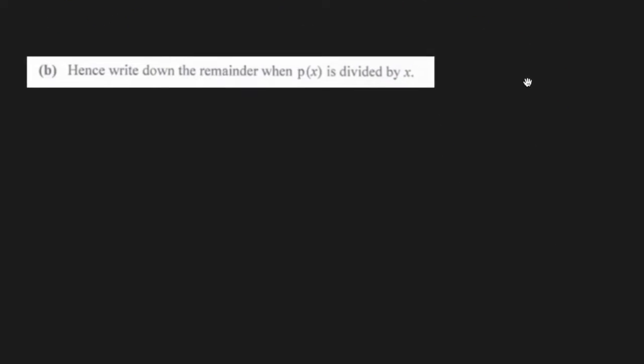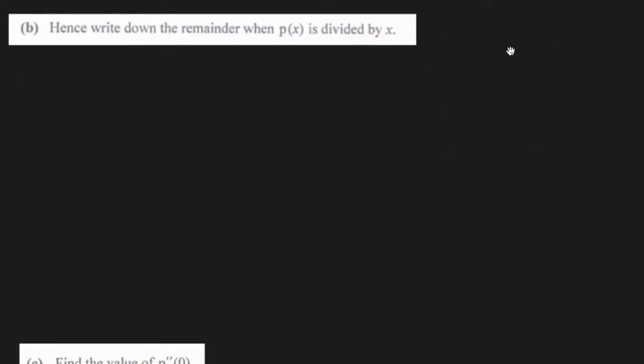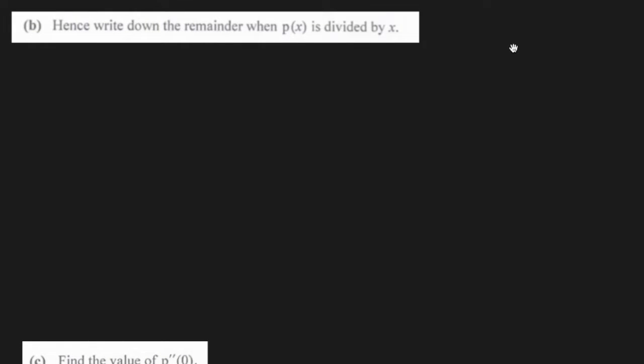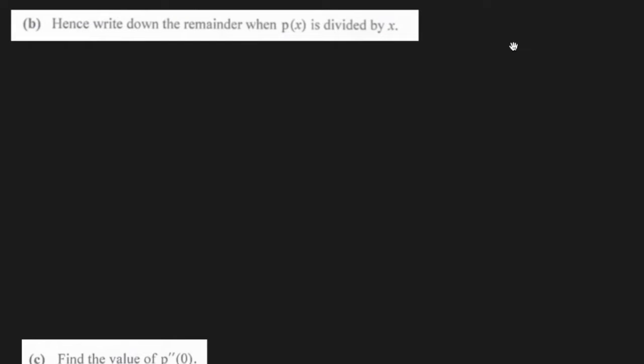Hence, write down the remainder when P(x) is divided by x. So P(x), I have to copy P(x).